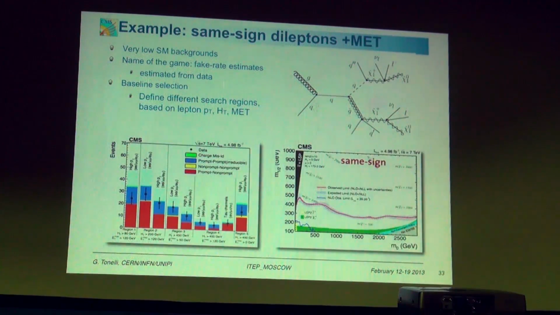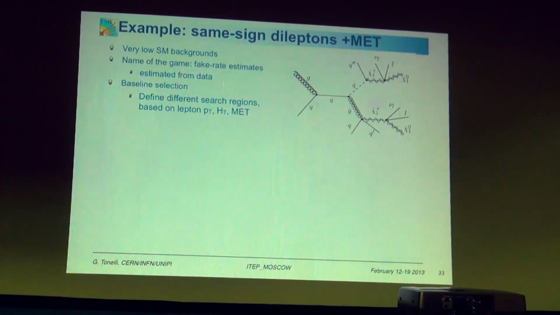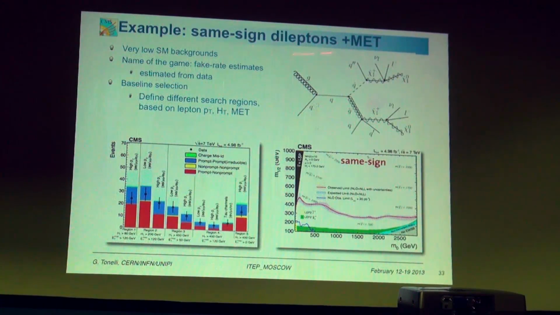This is another example, the same for CMS, same-sign dileptons, Q, missing ET. Now you see that in the previous plot, the numbers were thousands, hundreds of events. Now, once you add two leptons and missing ET, you see numbers are 20, 30, etc. So we are already talking about a very small number in which any instrumental effect might play a role. For example, charge misidentification, prompt, non-prompt, so there are mostly instrumental effects here. And here you see the sensitivity is smaller, is lower.